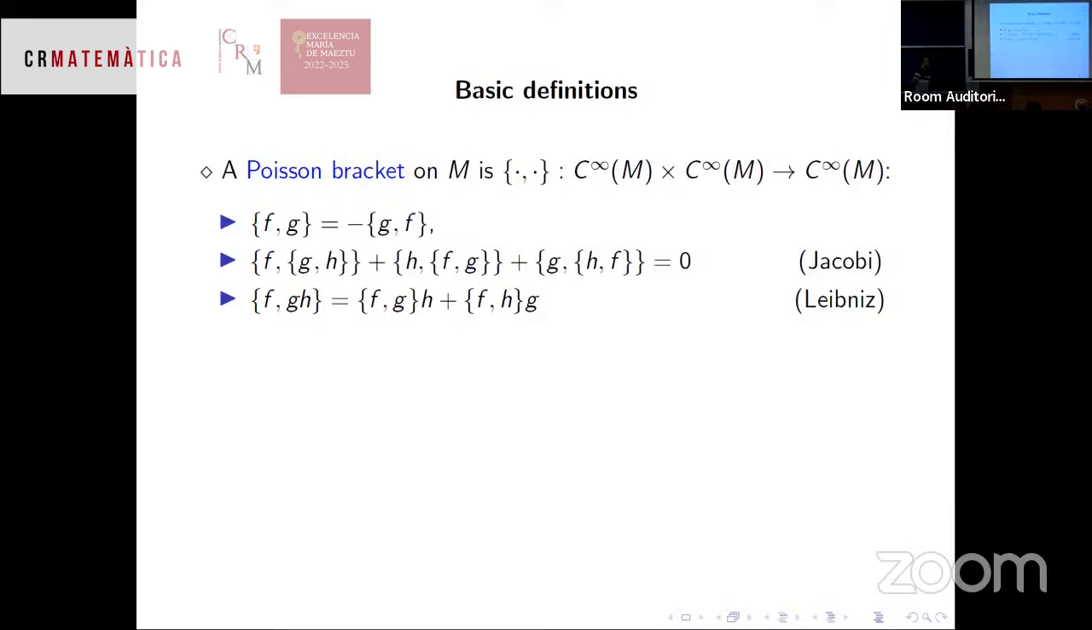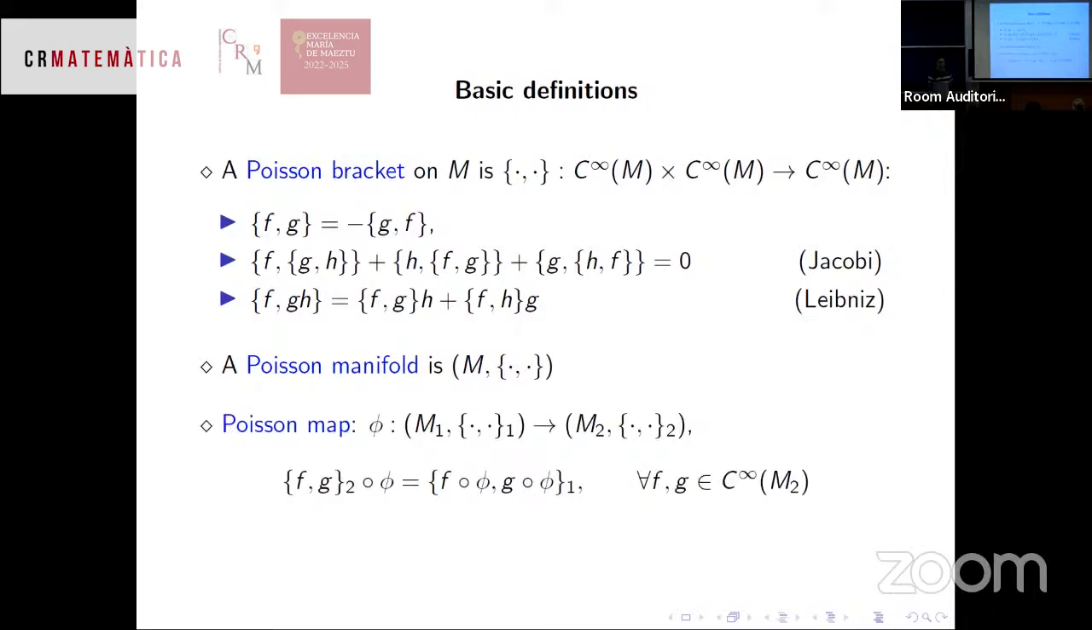Okay, it's the behavior of the Lie bracket, the compatibility of the Lie bracket with respect to the commutative product of functions. And the pair M with the Poisson bracket is what we call a Poisson manifold. And there is a natural notion of Poisson map, which is basically a map that, when you see it in terms of the pullback as a map of functions, preserves the brackets.